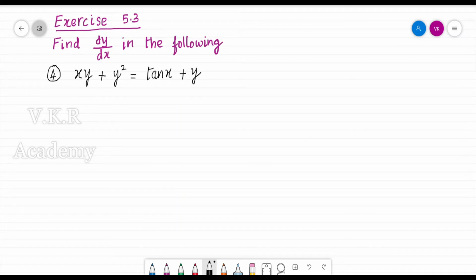It's a real implicit function because neither x can be expressed in terms of y nor y can be expressed in terms of x. So now we straight away differentiate each term with respect to x because we are interested in finding dy by dx. So differentiating with respect to x.